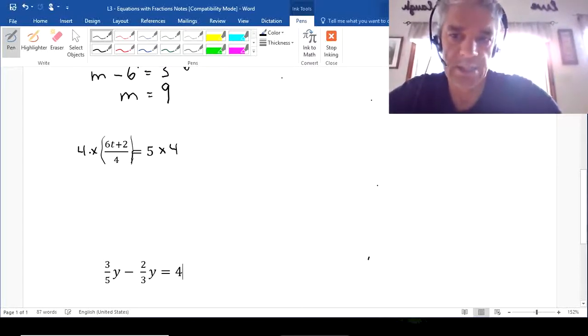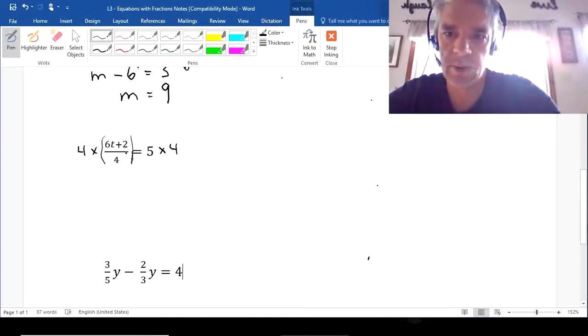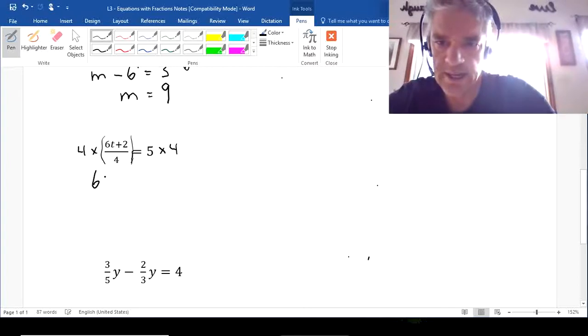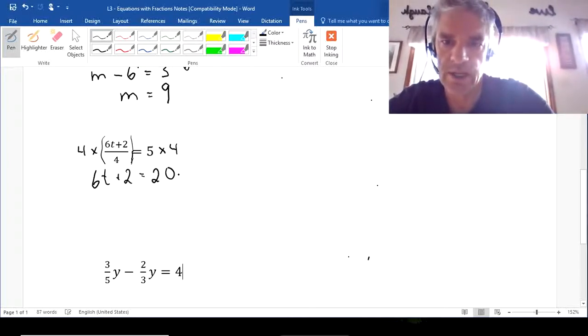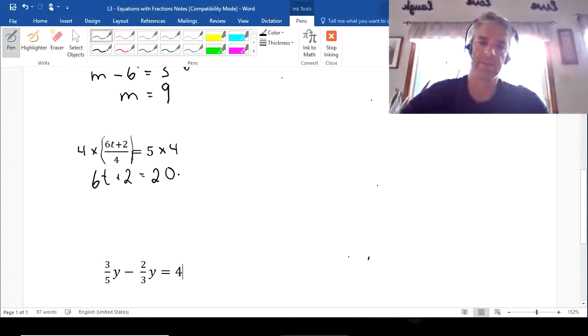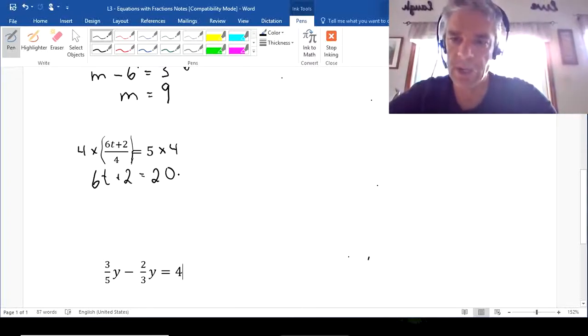Now, when I do this, it's like 4 times and then divided by 4. What's 4 divided by 4 going to be? Well, that is 1. And this is the trick here, that gets rid of my denominator and it just leaves me with my numerator. Okay, so my numerator is 6t plus 2 equals 5 times 4, which is 20. And all of a sudden now I have this really quite simple equation to solve.